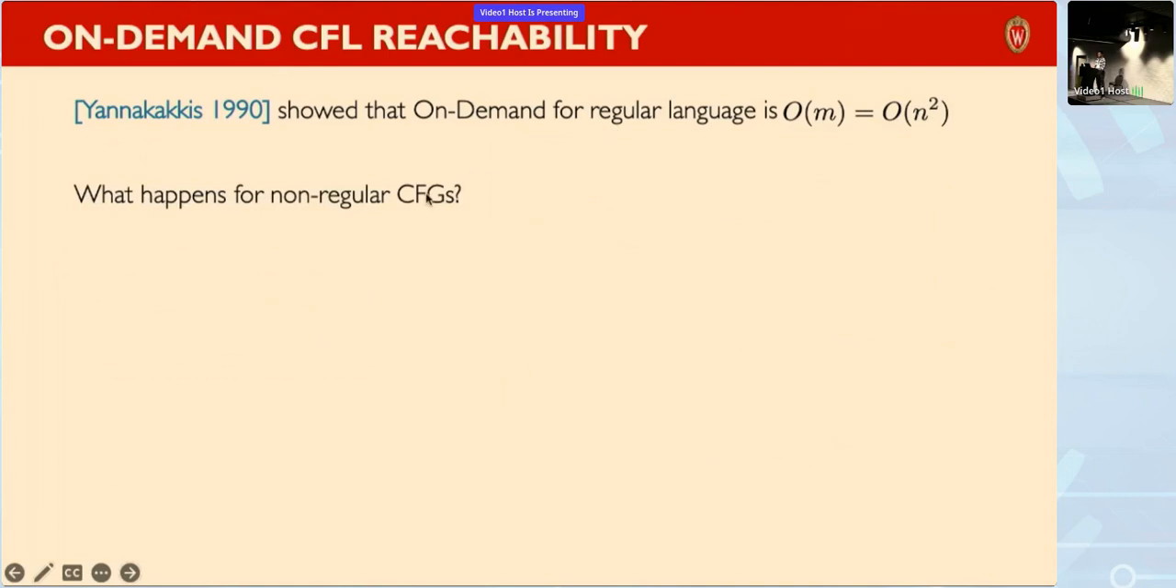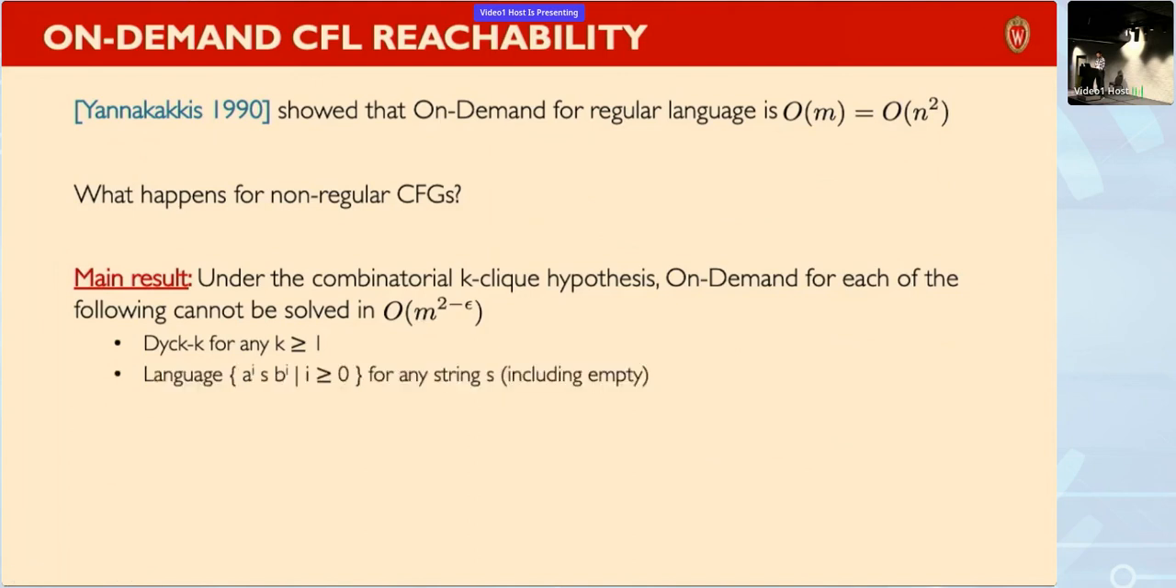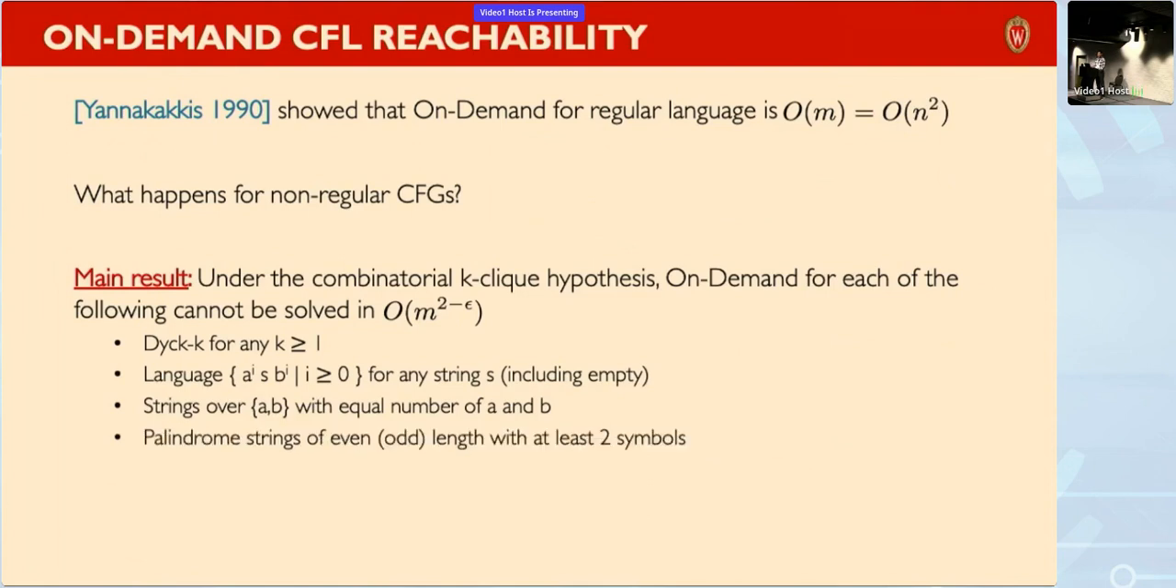So the question here is then what happens for non-regular CFGs? And our main result is the following. We can show that using the combinatorial k-clique hypothesis, the on-demand problem cannot be solved in subquadratic time in terms of m for the following four grammars. The first grammar is Dyck-k for any k greater than or equal to 1, the language a^i b^i, and you have a string S in the middle, strings over A and B where the number of A's and B's are equal, and finally palindrome strings of even or odd length, which have at least two symbols.